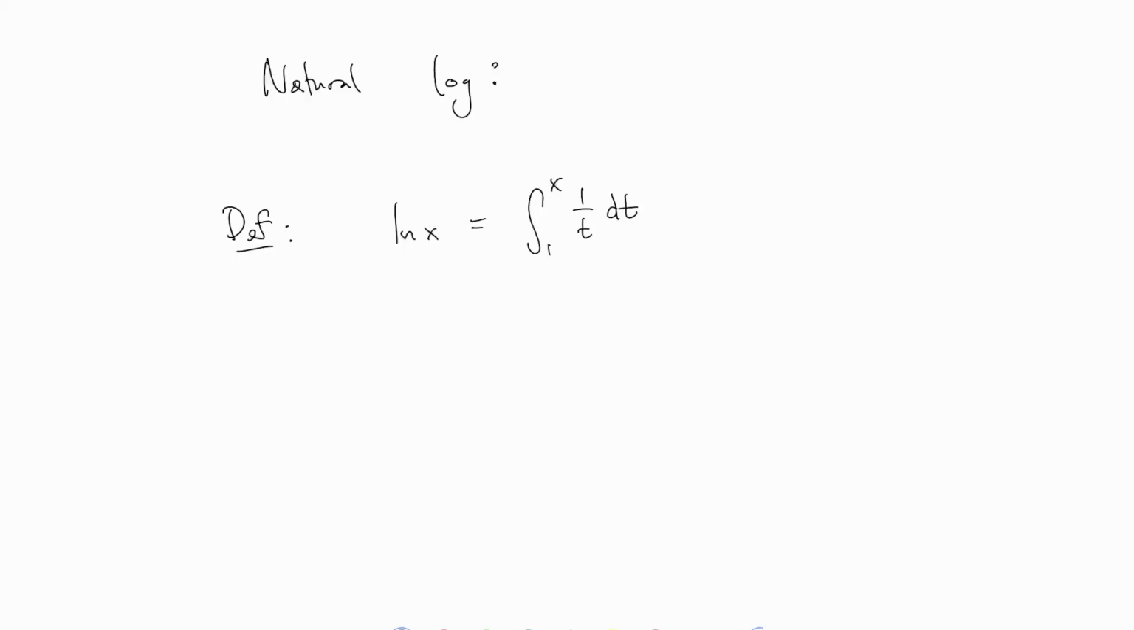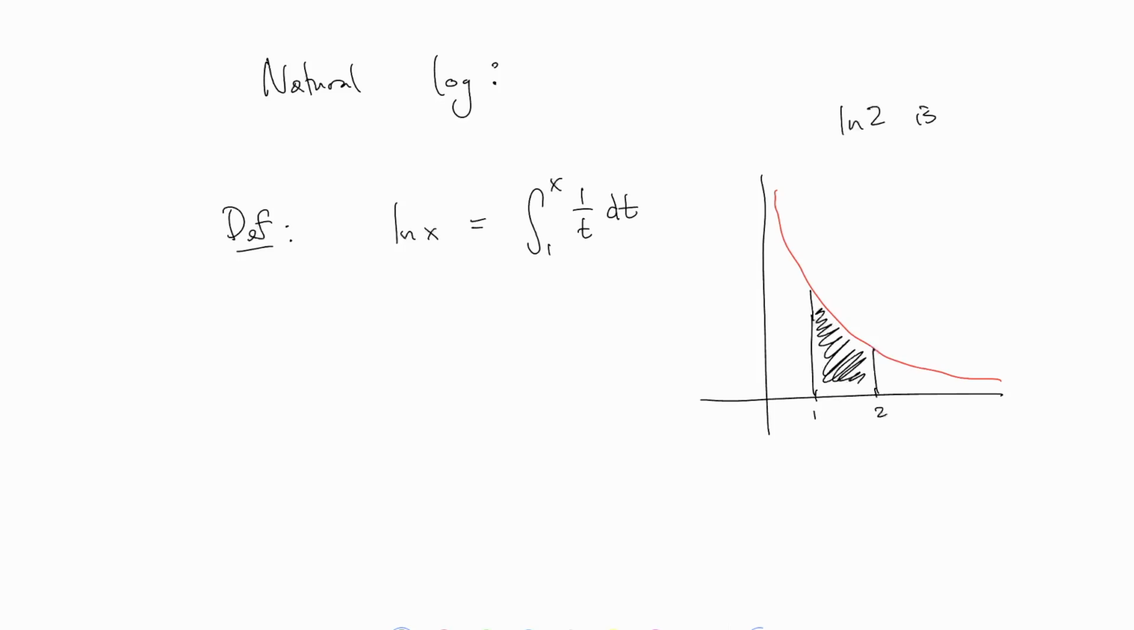But the idea is, if I want to know, for instance, what is the natural log of 2, it is this area. So the curve 1 over t looks like this. That's like 1 over x. And the natural log of 2, for example, if your little brother asks you, what does ln 2 mean? It means that area, all right?